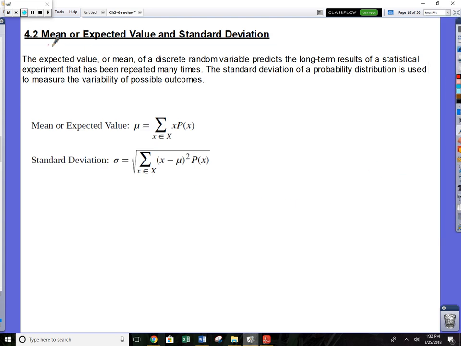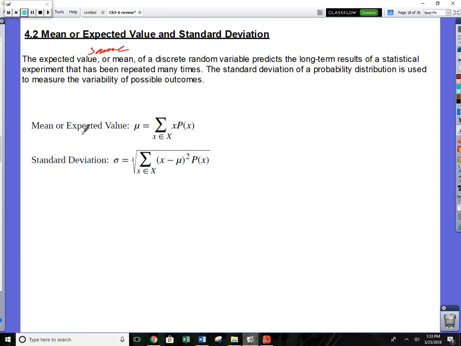Now for the mean, or the expected value. These two are kind of the same thing. The expected value, or mean, of a discrete random variable predicts the long-term results of a statistical experiment that has been repeated many times. The standard deviation of a probability distribution is used to measure how much each outcome varies from the mean. So it's kind of these fancy formulas.